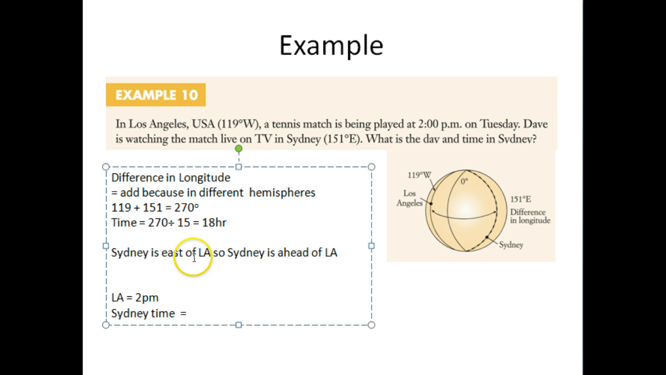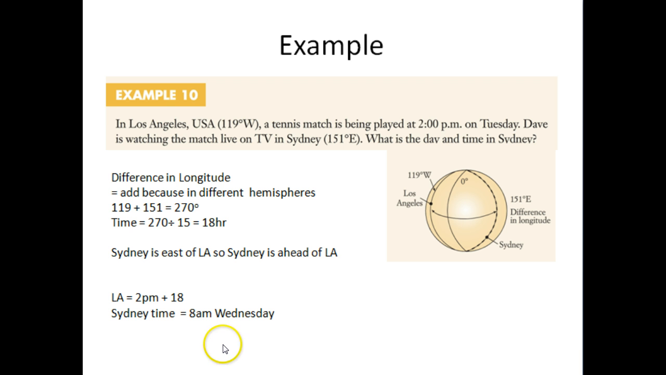Now Sydney is east of LA, so therefore Sydney is ahead of LA. So I need to do 2 p.m. plus the 18 hours, and that would give me a local Sydney time of 8 a.m. Working with time can be a little bit tricky. What I did there is I broke the 18 down into 12 hours and 6 hours. So I did 2 p.m. plus 12, which gave me 2 a.m. And then I added 6 hours on, and that gave me 8 a.m. Now because we've gone past midnight, it must be Wednesday. So the time in Sydney would be 8 a.m. on a Wednesday morning.